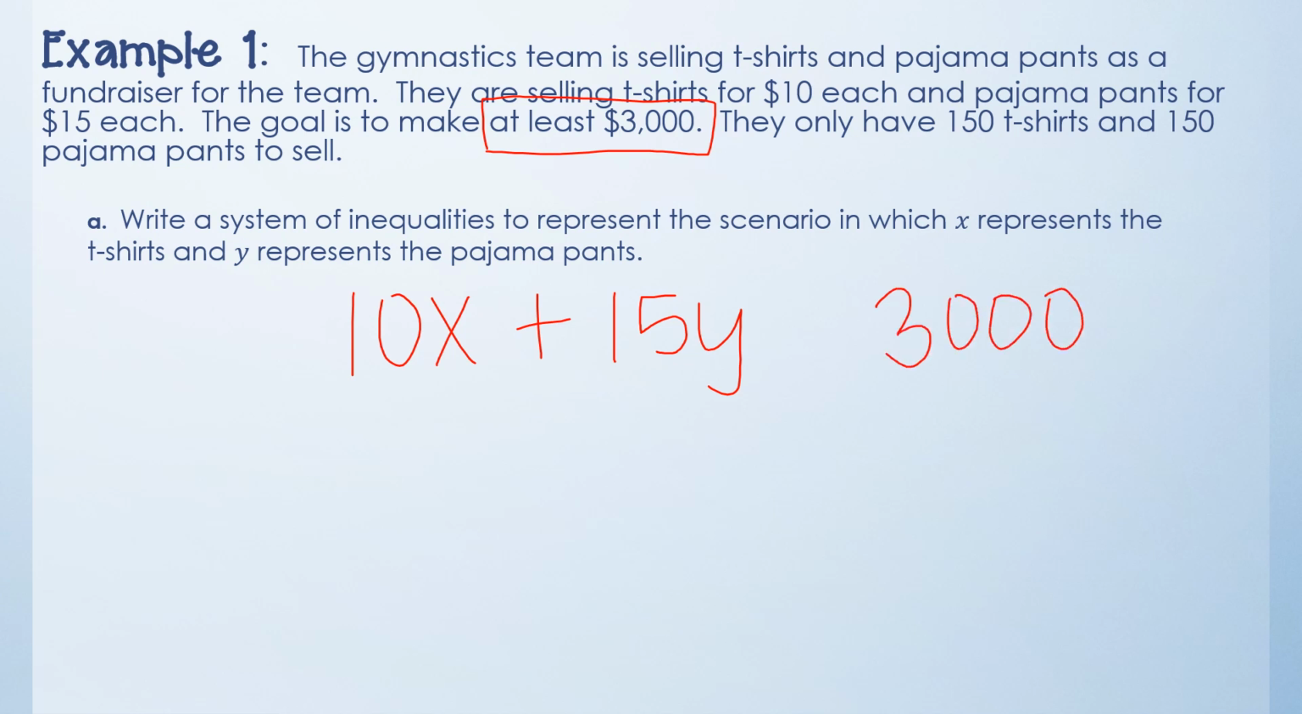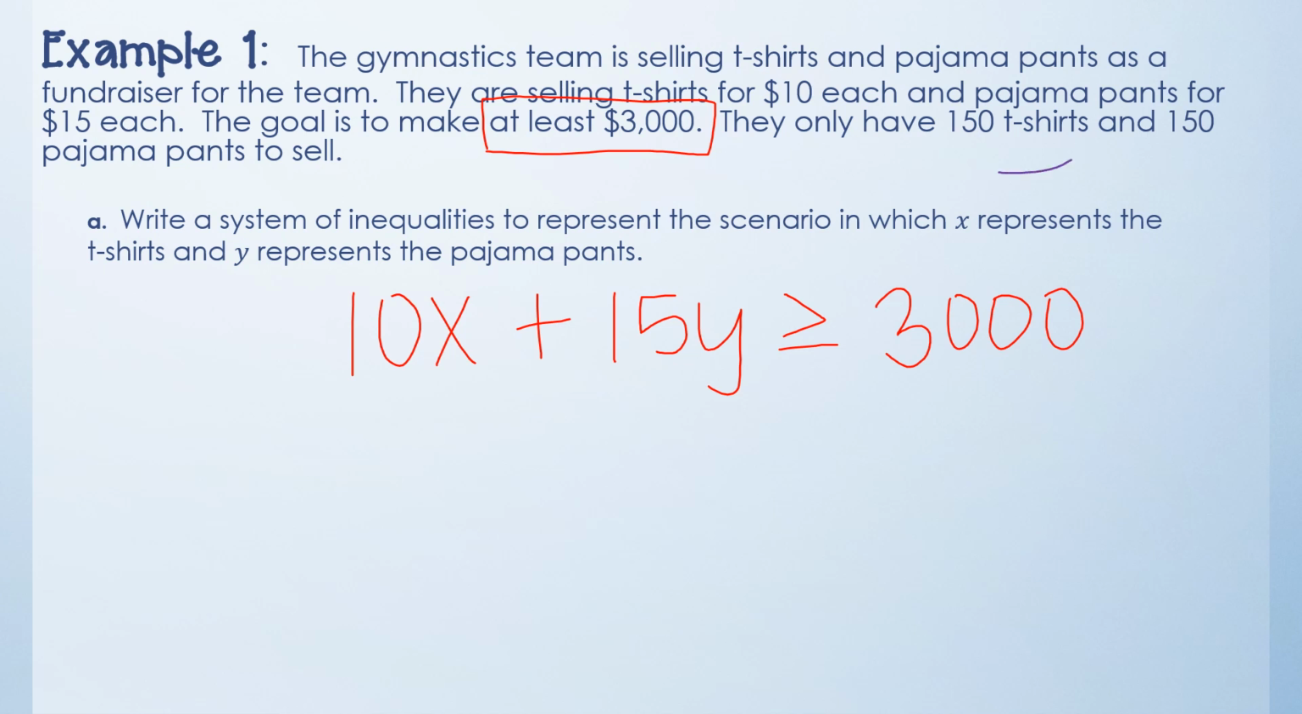Now, the goal is to make at least $3,000. So at least is one of our key words, which means that we want to make greater than or equal to $3,000. So greater than or equal to. Okay, so $10 per t-shirt plus $15 per pair of pajama pants. Those are both rates, need to be greater than or equal to 3,000. That's our first constraint. Now we have 2 other constraints. This is where the 3 inequalities is going to come into play.